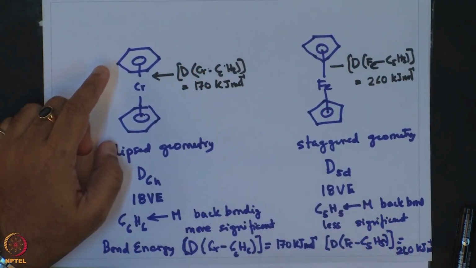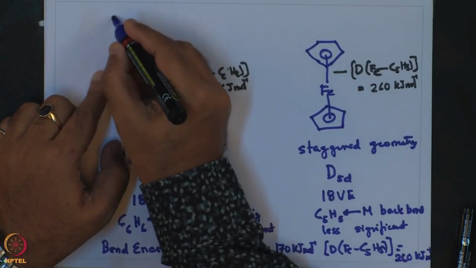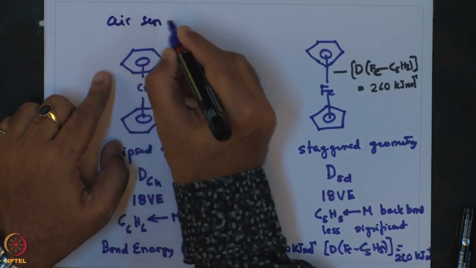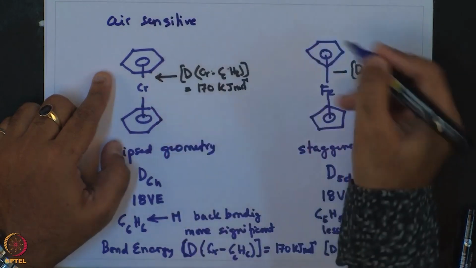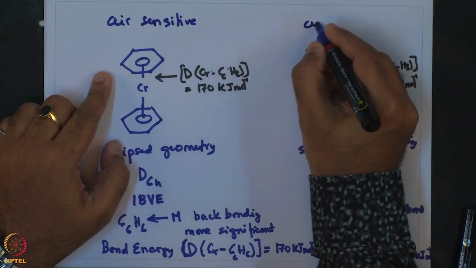And another important thing about the bis arene complexes in general is that these bis arene complexes are quite air sensitive, whereas the metallocenes, most of them, are air stable. For example, over here bis benzene chromium is air sensitive, whereas the corresponding metallocene counterpart bis cyclopentadienyl iron is air stable.